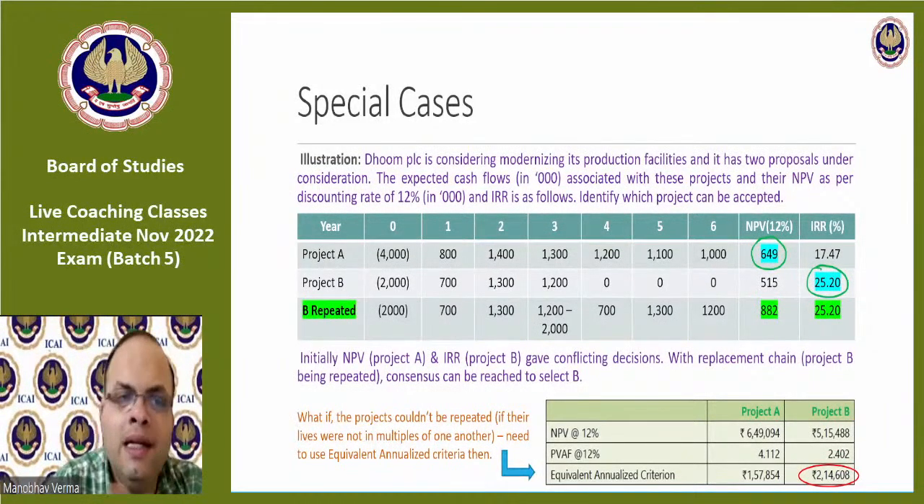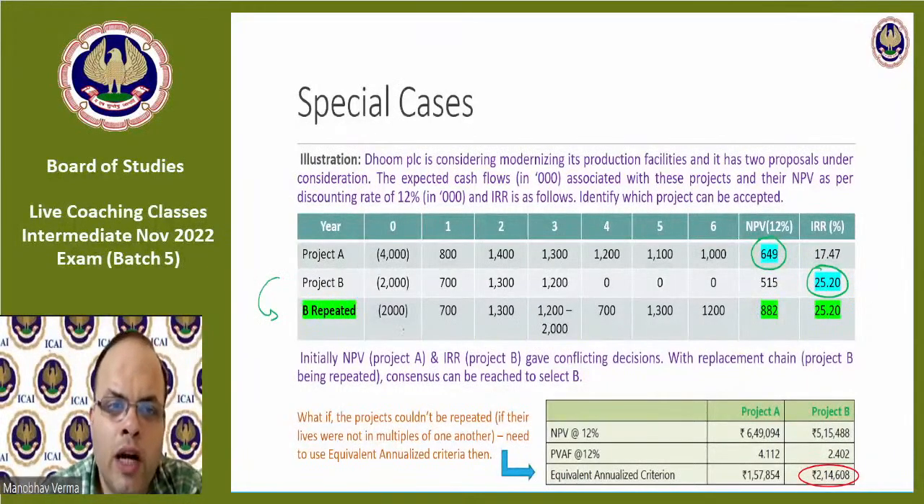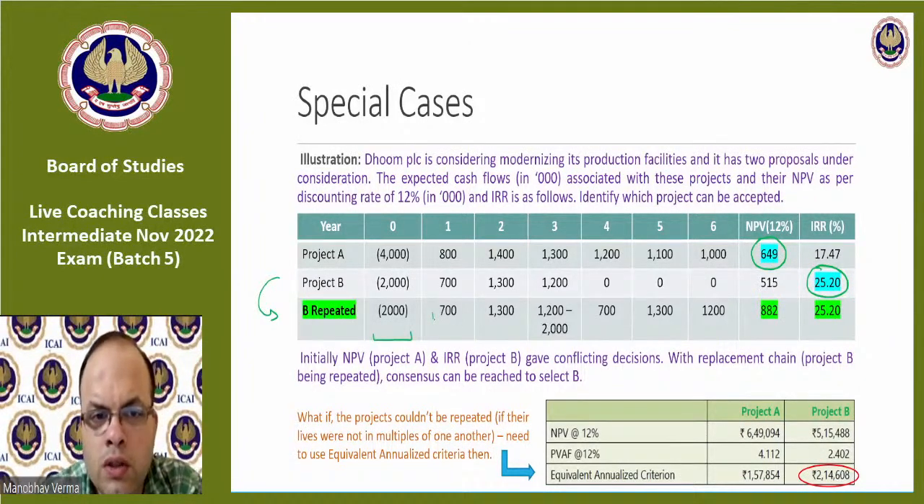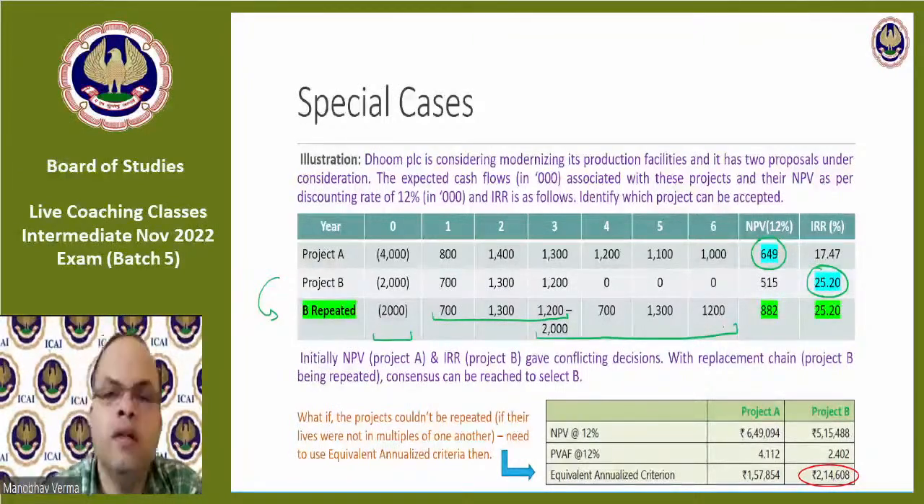Let's do one thing. Let's repeat Project B. So what we did is look at Project B: 2000 outflow, 700, 1300, 1200 inflow. But then we assumed at the end of the project, at the end of year 3, we again repeated Project B. So that is why minus 2000. Now if we calculate NPV and IRR, guys, what do you see here?